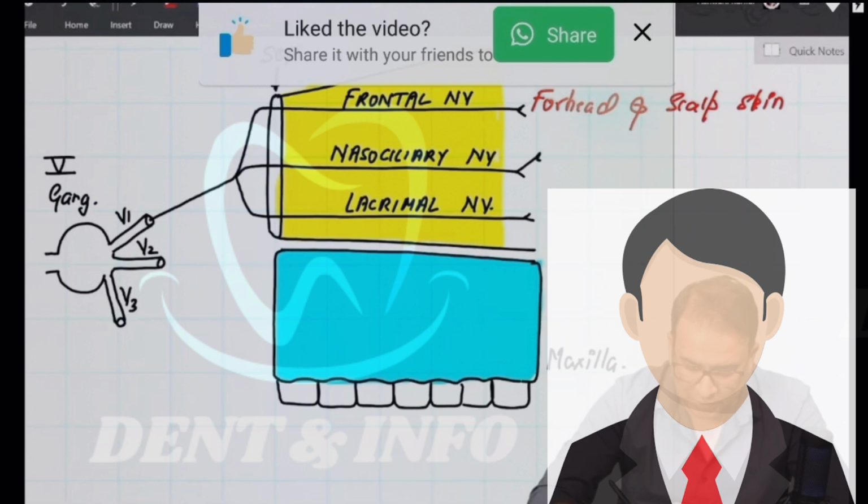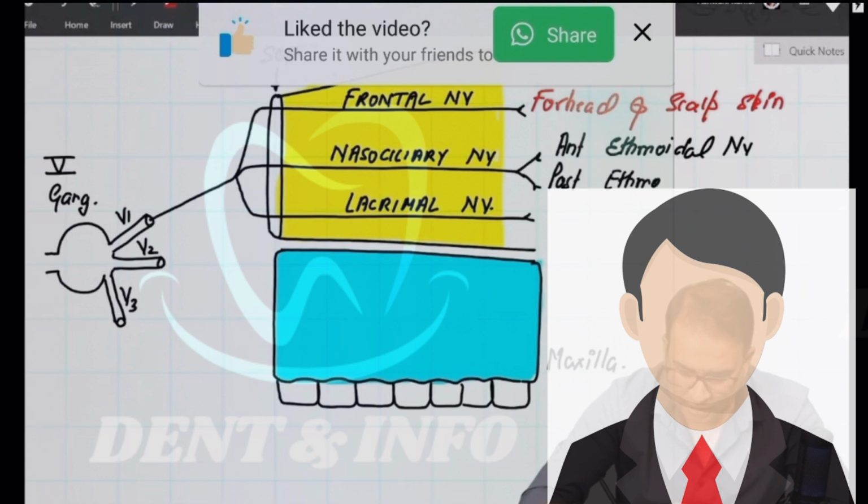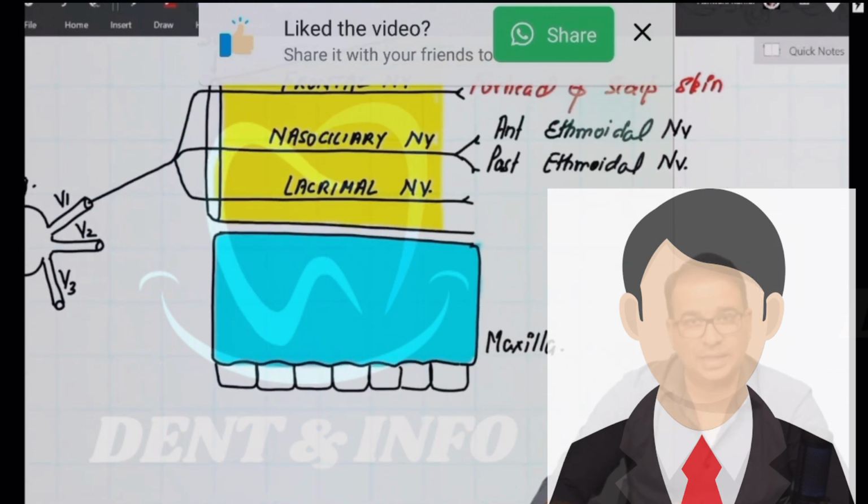Nasociliary nerve will have two very important branches, guys, and those will be the anterior ethmoidal nerve and posterior ethmoidal nerve. Ethmoidal, as the name says, obviously they will be supplying the ethmoidal air sinus. They are supplying basically the ethmoidal air sinus here. And lacrimal nerve, as the name suggests, will supply the lacrimal gland. Once again, the name says lacrimal nerve will supply the lacrimal gland.